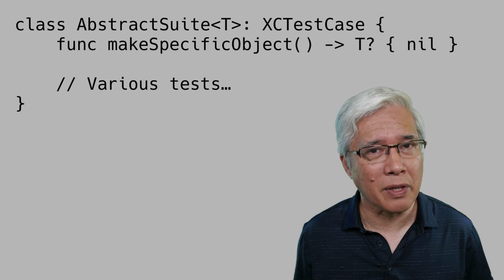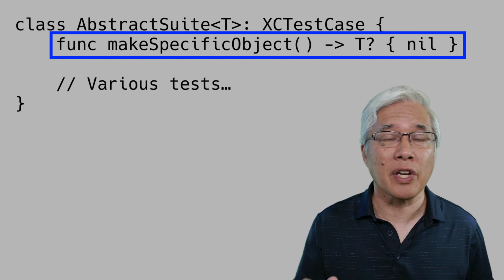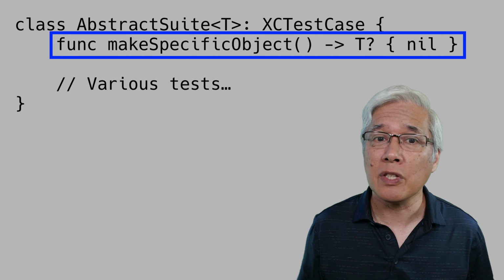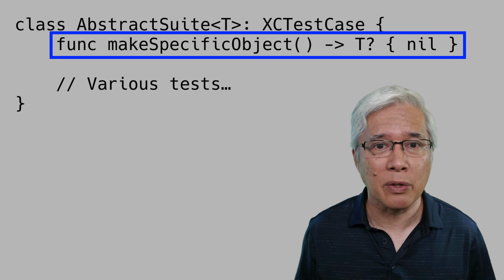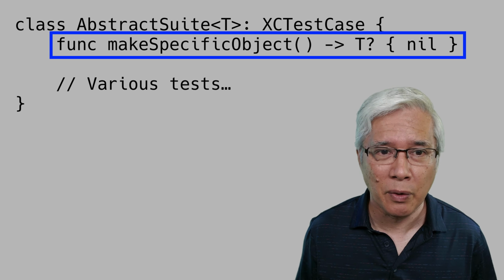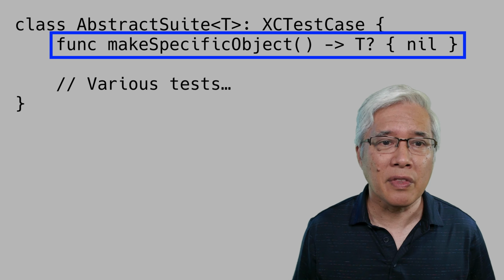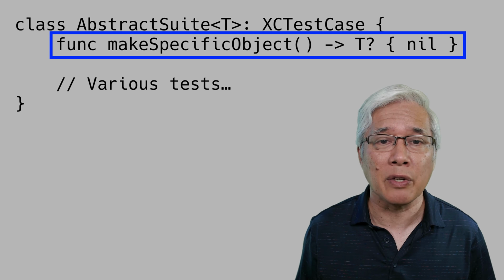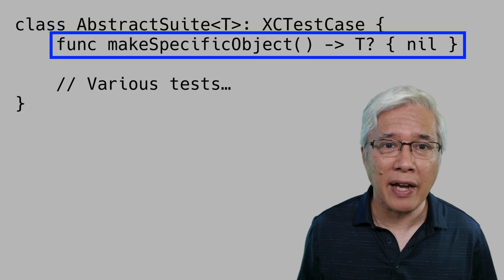But Xcode 12.5 adds support for generic test suites. Here's how it works. Write a generic subclass of XCTestCase. The generic class defines a generic factory method. Since we don't have a proper type at this generic level, have the factory method return a generic optional, with the generic version returning nil. For this suite, don't build your system under test in setup. Instead, write your tests to use factory methods.